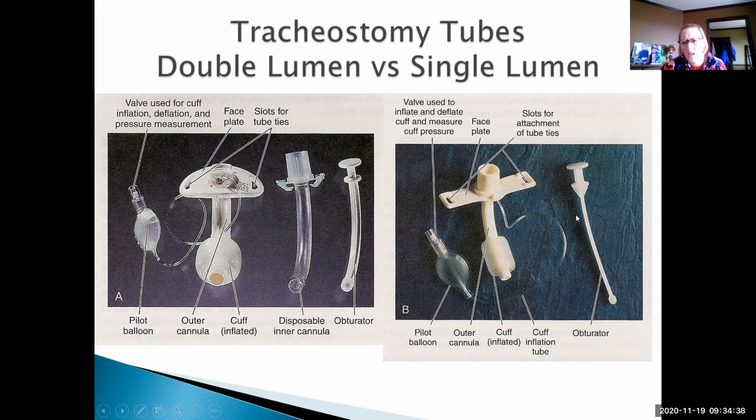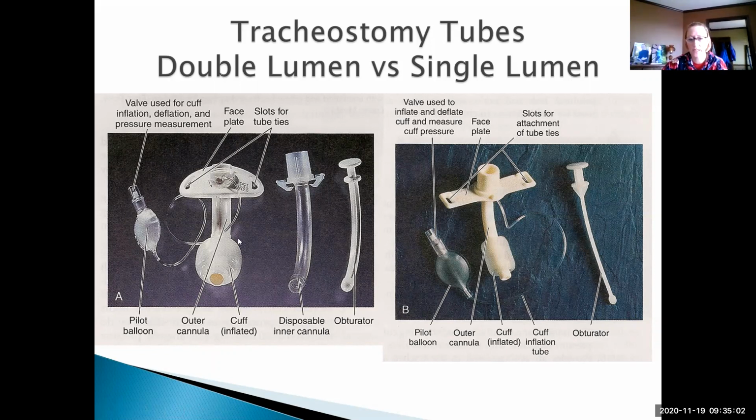And this is a little bit older one. Almost all our trachs now have the disposable inner cannulas, which are wonderful. You just take the cannula out, throw it away, and place a new sterile one back in its place, instead of having to clean and put in the reusable cannulas.